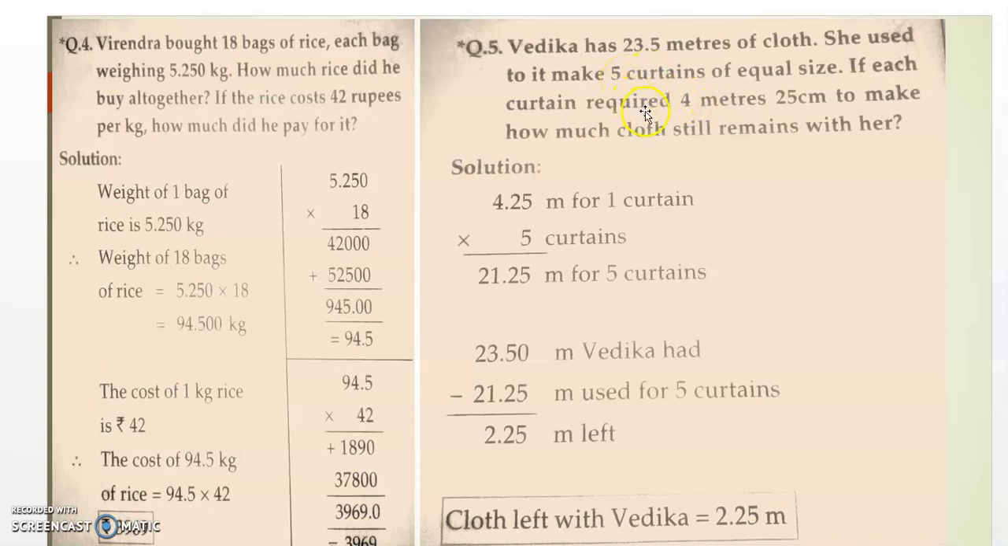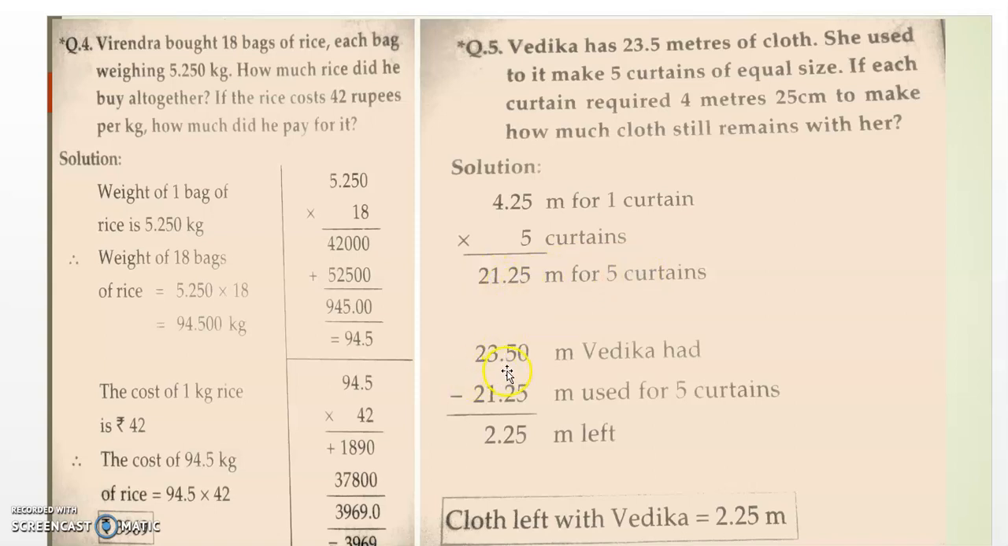5 curtains, and each curtain requires how much cloth? 4 meters 25 centimeters, so that is 4.25 meters for one curtain, and she has made 5 curtains. So what is the total cloth required for the 5 curtains? Multiply it.